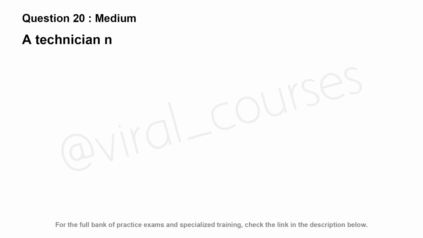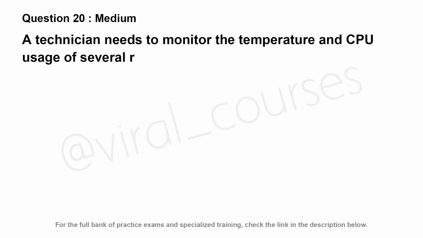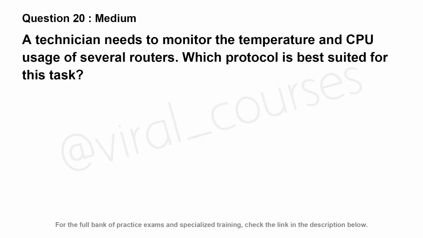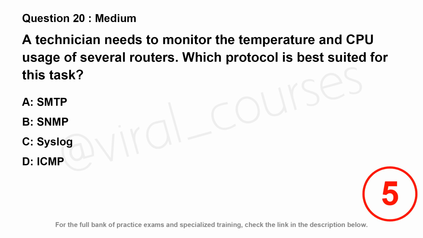A technician needs to monitor the temperature and CPU usage of several routers. Which protocol is best suited for this task? Option A, SMTP. Option B, SNMP. Option C, syslog. Option D, ICMP.